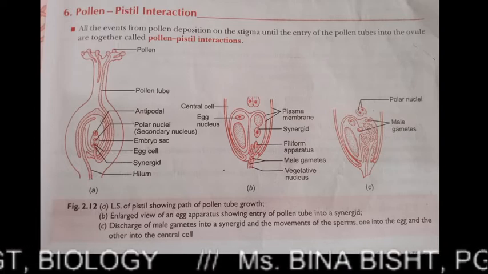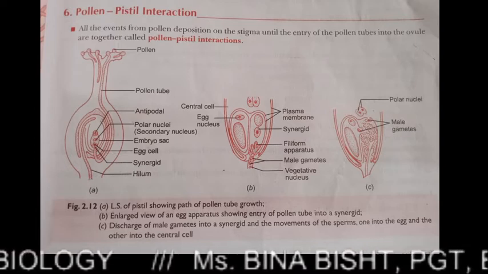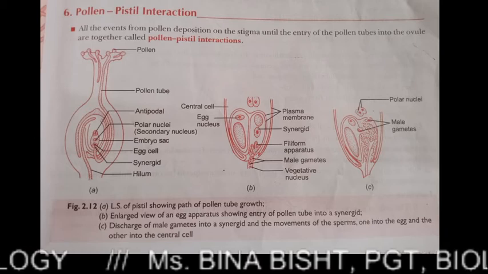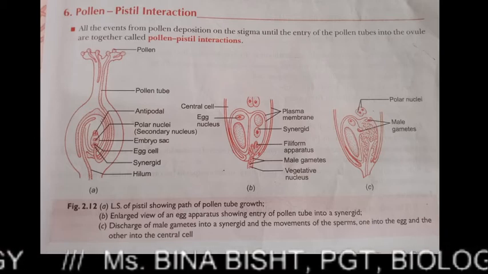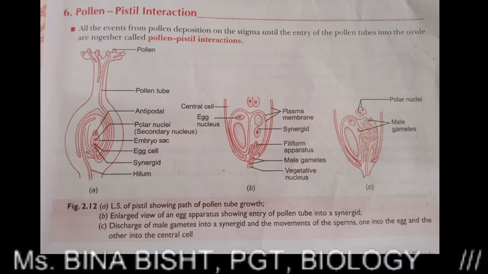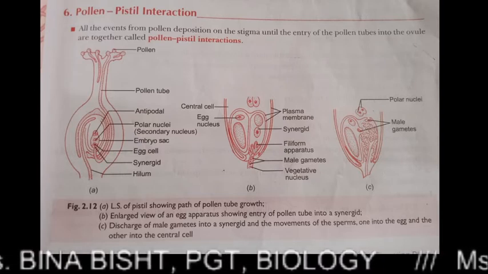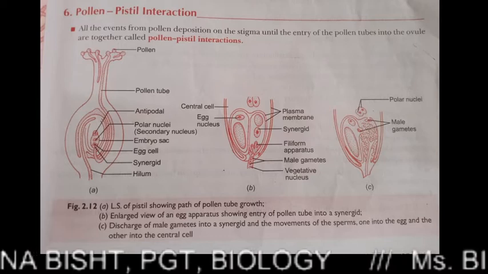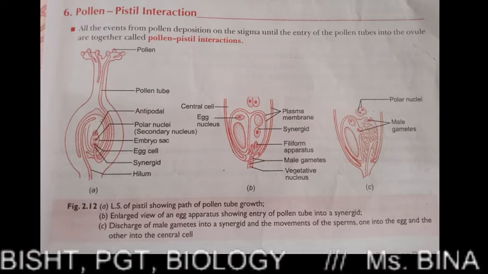Here in flowering plants, the pollen grains are produced in the anther. Now, by which mechanism do the pollen grains reach the stigma? That procedure is called pollination. In the previous class we already discussed the same. The transfer of pollen from anther to stigma is called pollination.